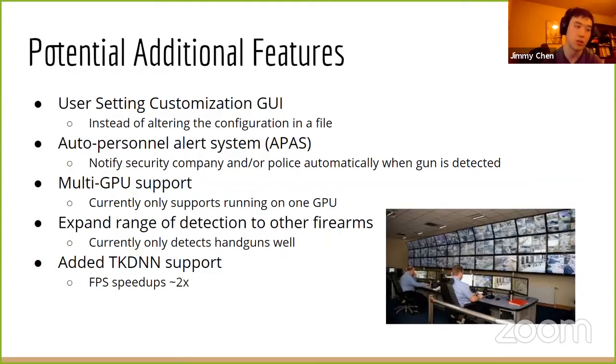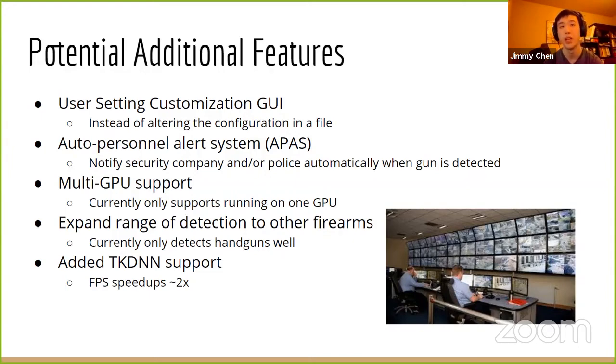Multi-GPU support: if you have a server that's running more than one GPU, we would need to add support for running the model on multiple GPUs. We also want to work on expanding the range of detection to other firearms. This is relatively simple as long as we compile more data for other firearms, as our data set is primarily handguns.